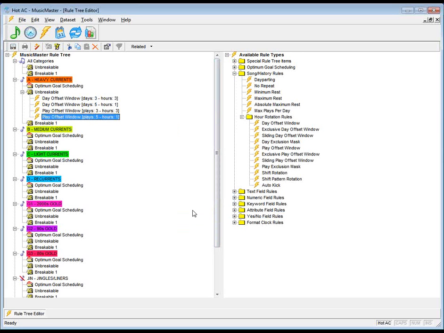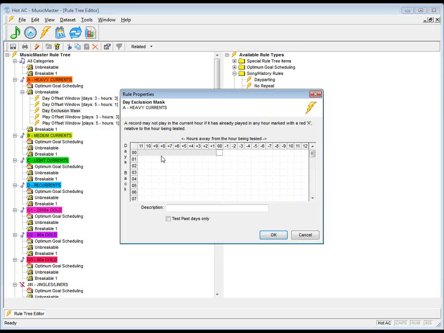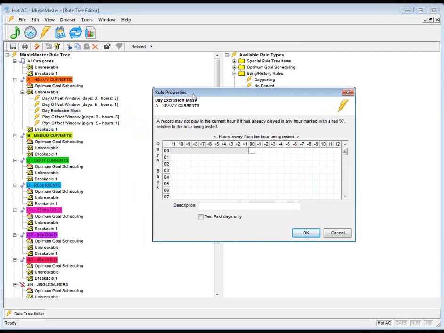Those are day offset and play offset. But we can kind of do a combination of the two things by using a day exclusion mask. Day exclusion mask, if we were to pop that in here, we could have 2 day offset window rules already turned on. 3 days, 3 hours. So that would be 3 days and 3 hours. So that's the hour before and the hour after.